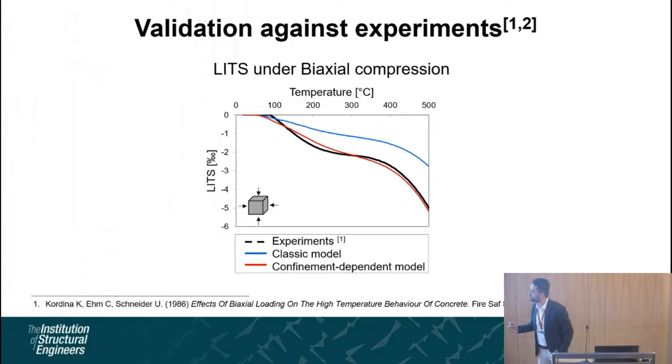In this slide, I reported the results expressed in terms of evolution of LITS as a function of temperature for a specimen subjected to biaxial compression and temperatures up to 500 degrees. As you can see here, if we use the classic model, so let's have a look at the blue curve, we significantly underestimate the experimental LITS. While if we use a confinement-dependent model, we have a much better prediction of the concrete behavior. And this is, of course, because we are in biaxial compression, so there is some degree of confinement that is captured in our model, but is not captured in the classic model.